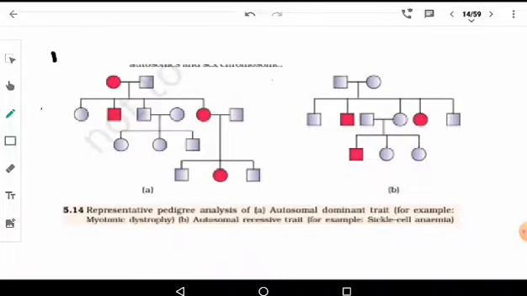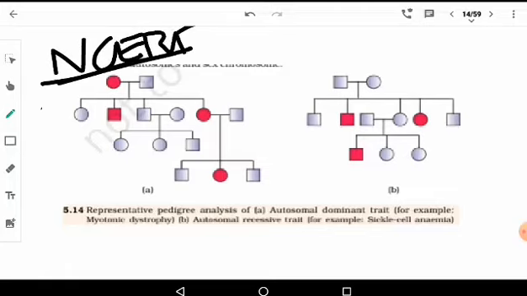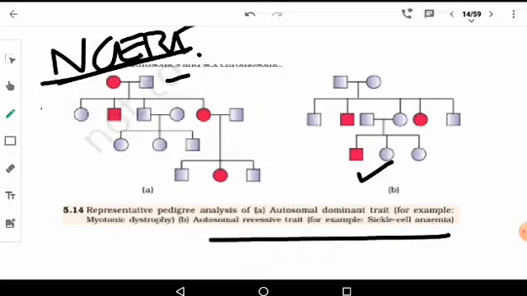Let's move forward. This is a picture from NCERT, NCERT examples for pedigrees. You have to understand that the first one is autosomal dominant, as you can see over here, and the second one is going to be autosomal recessive. An example for autosomal recessive is sickle cell anemia, and an example for autosomal dominant is myotonic dystrophy. These examples are important.